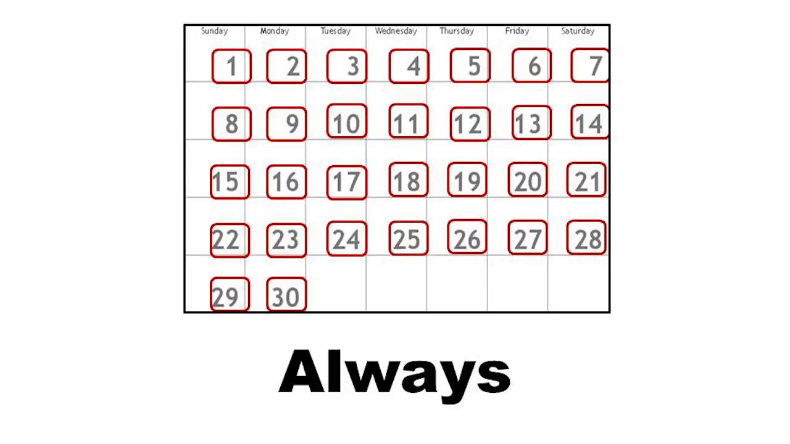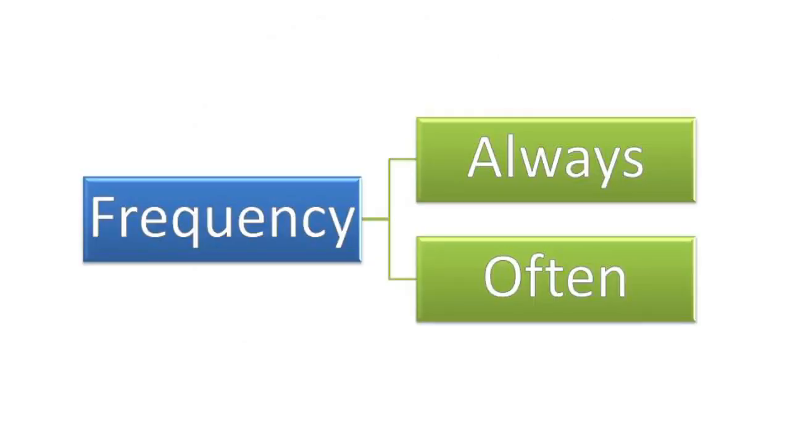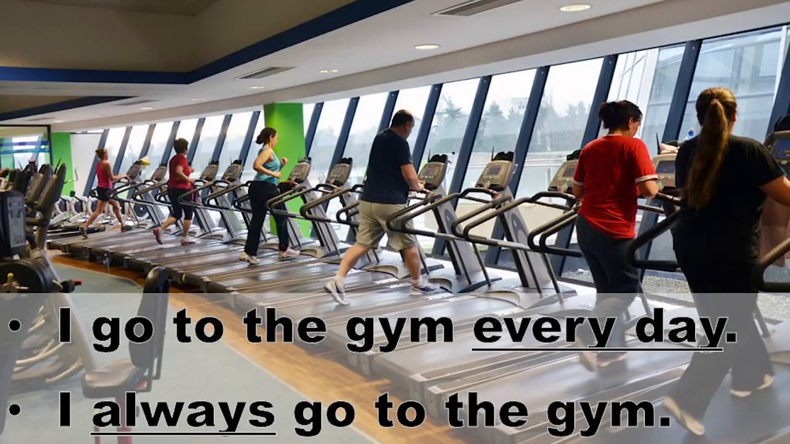Repeat. Frequency. Frequently. Indicate. Always. Often. Explanation. Always and often both indicate frequency. For example, I go to the gym every day. In other words, I always go to the gym.